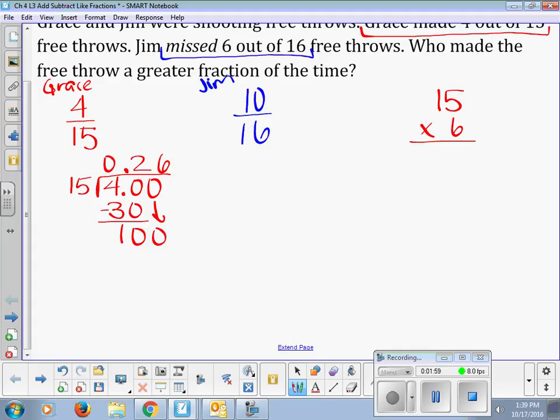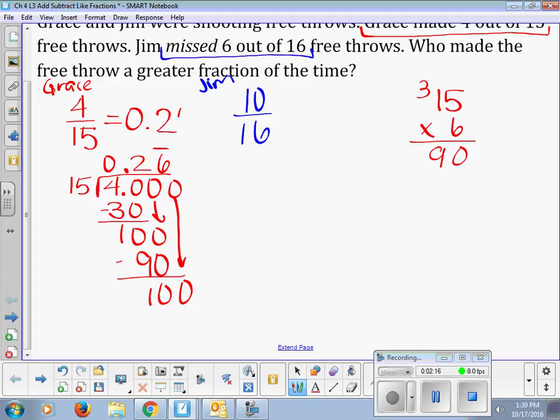15 times 6. What's 5 times 6? 30. Oh, 90. Yeah, we get 90. So we have 90. We subtract and we get 10. What do you notice? It's going to repeat. Our 6 is a number that repeats, so we have 0.2, and 6 is repeating, so that's where our line goes for our bar notation.